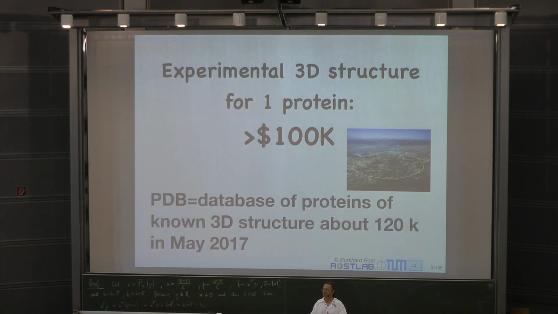We can determine experimentally the 3D structures mostly by X-ray crystallography, and I may have forgotten to give you this image. So that is CERN in this ring. So the beam that you focus in this ring that is several kilometers in diameter, that is the beam that is actually used to get the structure of proteins. We at this point have about 120,000 in the database, in the PDB, the database of protein structures, in May 2017, and it's about $100,000 per protein. It's a little bit more than that for most of them.